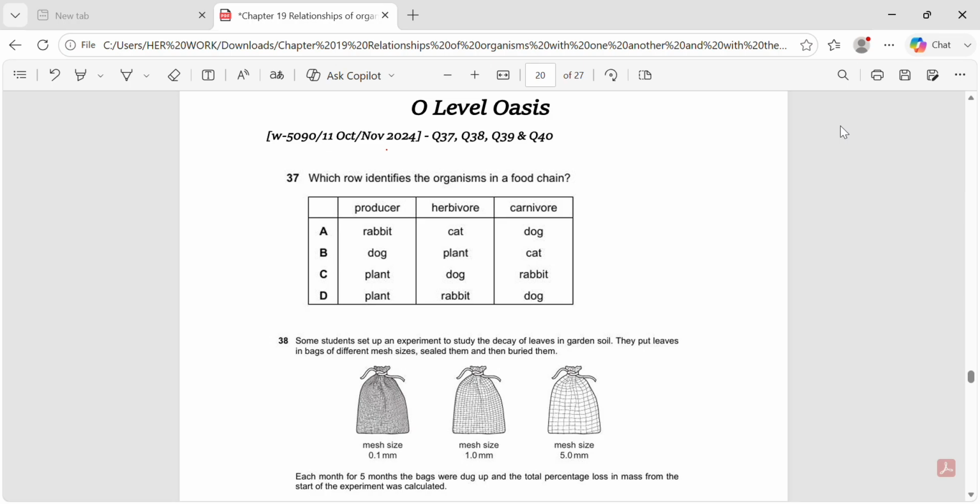We have another question. This question asks, which row identifies the organisms in a food chain? Remember the correct order of a food chain. It always begins with a producer, followed by a herbivore, and then a carnivore. Plants are producers because they make their own food by photosynthesis. Rabbits are herbivores because they feed on plants, and dogs are carnivores because they feed on other animals. So, D is the correct answer.